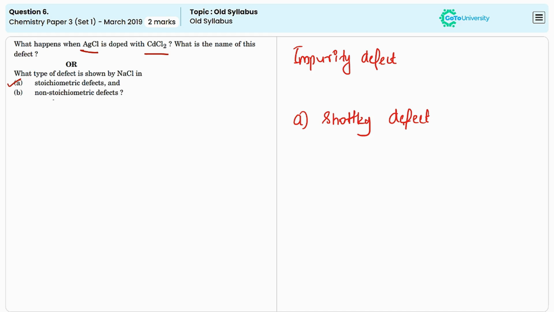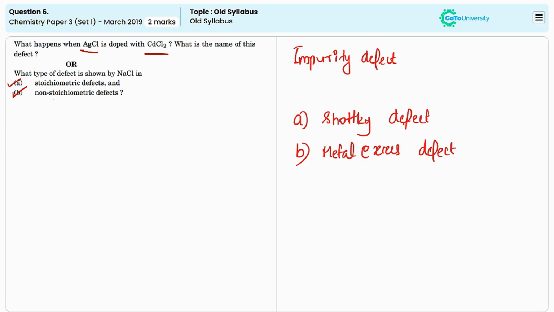The second one is the non-stoichiometric defect, that is the metal excess defect. A metal excess defect occurs when there is an excess of metal cations, especially Na+ cations in case of sodium chloride. And these ions are present in the crystal due to the presence of anionic vacancies. The anionic vacancies mean the excess Na+ ions appear because some chloride ions are missing from the lattice.